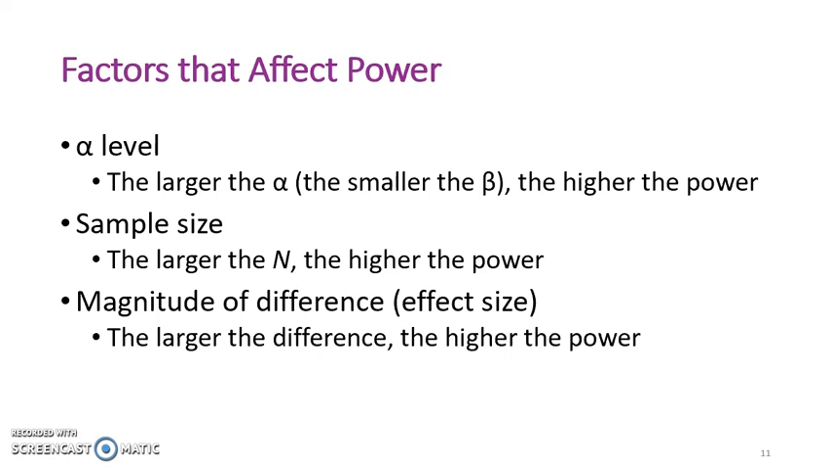In addition, the magnitude of the difference between the means under the null hypothesis and the true mean under the alternative hypothesis matters for power. This is effect size. When they move farther away from one another, you will have higher power. The beta region becomes smaller and the power increases.